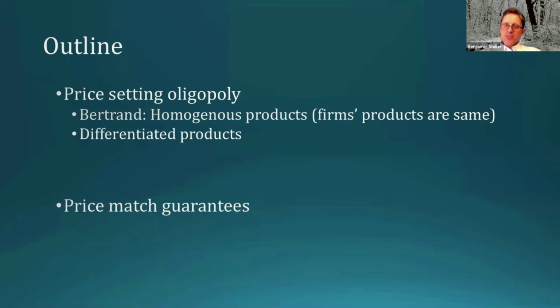And in that case, they're simply going to buy whichever product has a lower price. And then we're going to look at the case of differentiated products, where the products are a little bit different. They're different in some features, and some consumers might, all else equal, have a slight preference for one of the firm's products rather than the other.